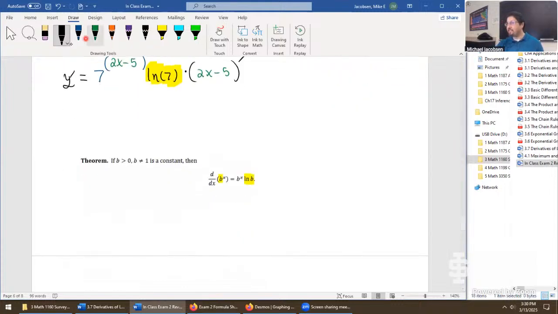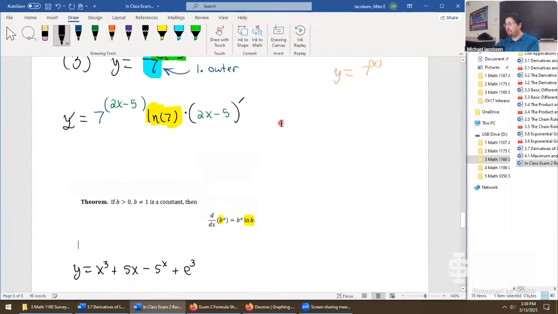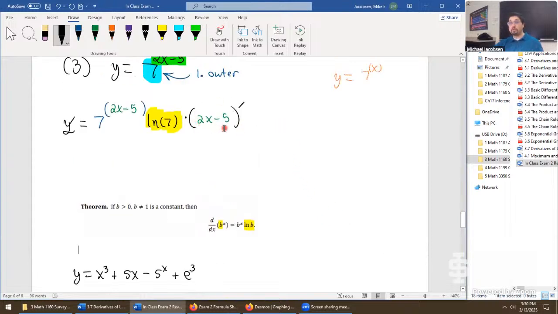No, now that we mentioned that, let's write that down here. y equals x cubed plus 5x minus 5 to the x plus e cubed. Let's do that one next, because that is still a challenging problem based on what we've said before. And then back up here, finalizing this problem is just one more derivative.